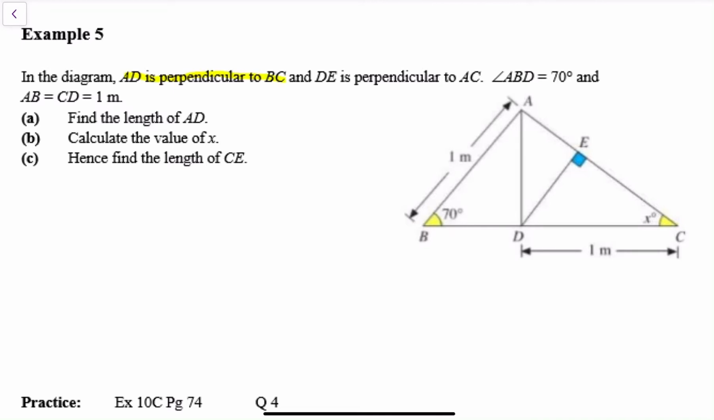AD perpendicular to BC, label it. You're going to have 90 degrees here, and DE is perpendicular to AC. That one is labeled right there for you. 70 degrees, 1 meter, 1 meter. You get the length. Right, so we are going to attempt finding the first one, find the length AD.